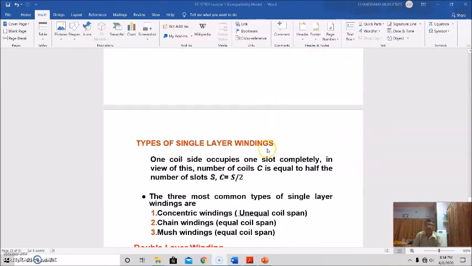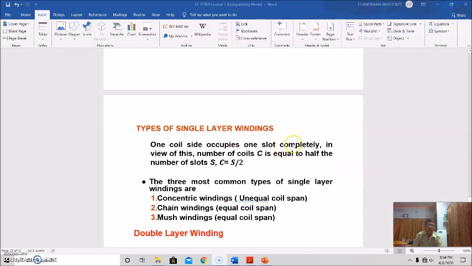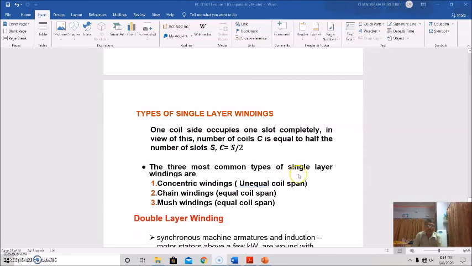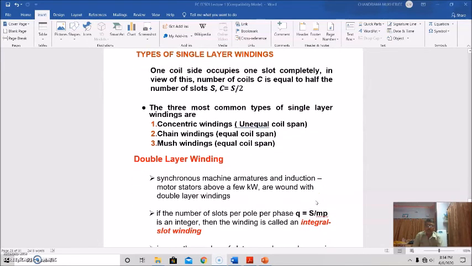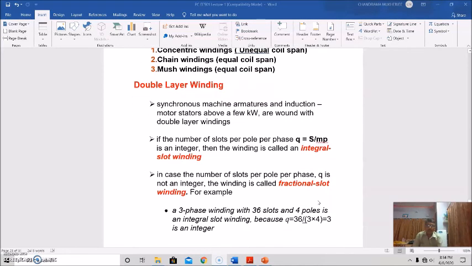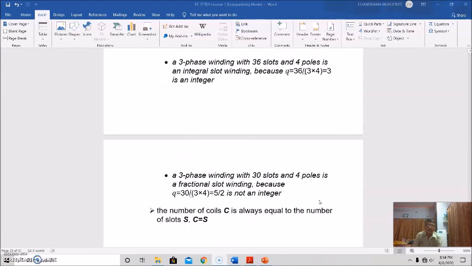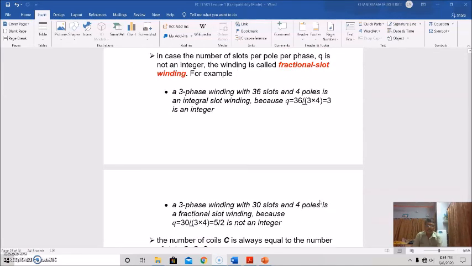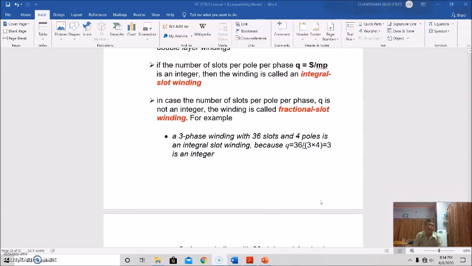And then we have a short discussion about single layer winding, how many types of single layer winding there are, what is concentric winding, chain winding, and bush winding. Then we go through double layer winding, what is integral slot winding, fractional slot winding, etc. And when it is called integral slot winding, and when it is called fractional slot winding.